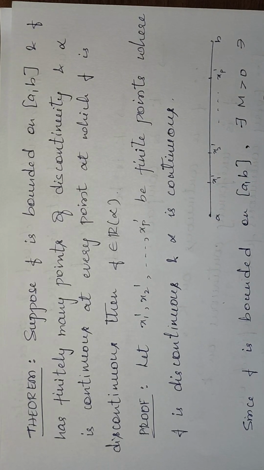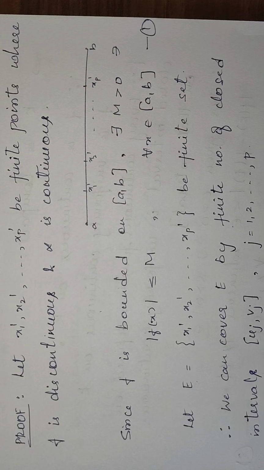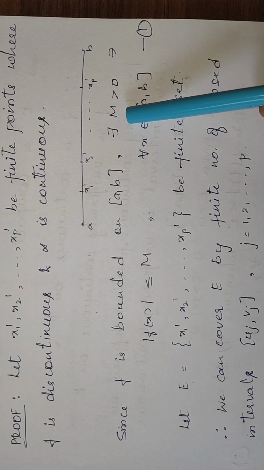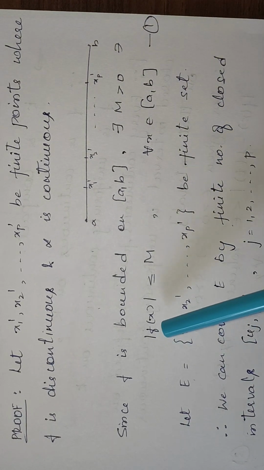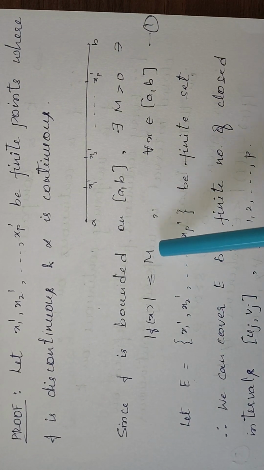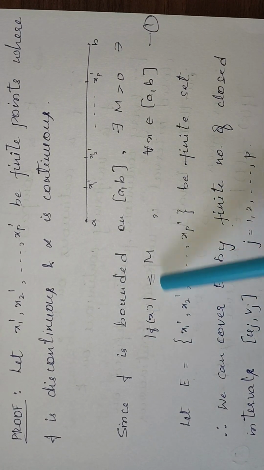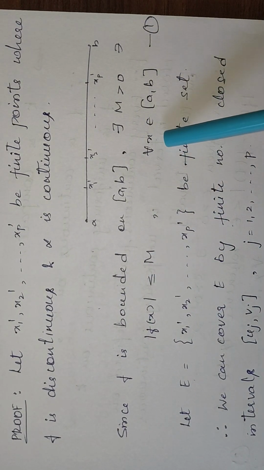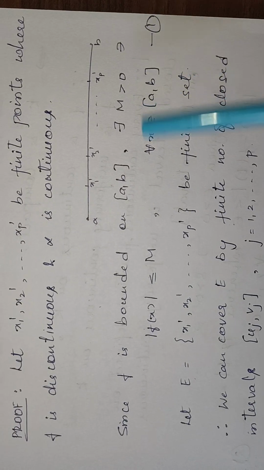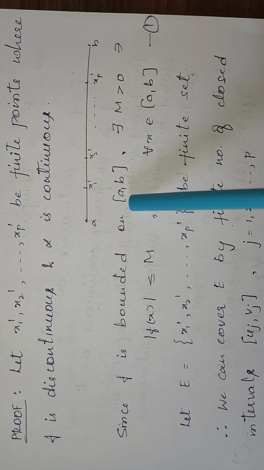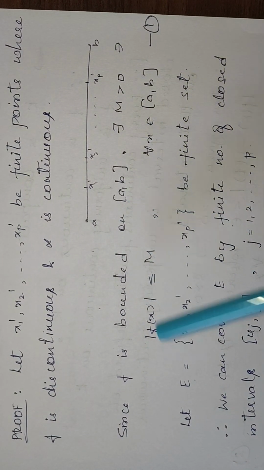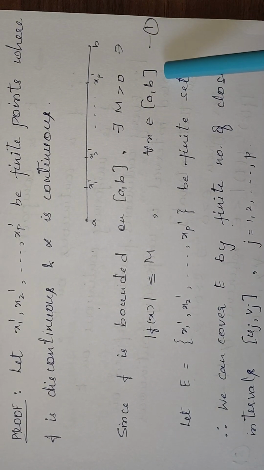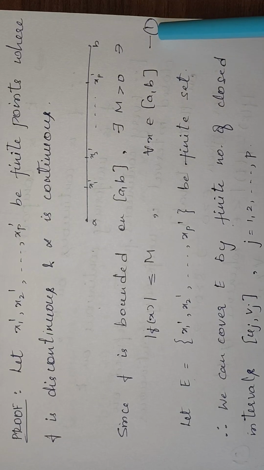And also given f is bounded on closed interval [a, b]. So f is bounded on closed interval [a, b] means there exists some positive number M such that |f(x)| is less than or equal to M. So this is according to the definition of boundedness. And this is for all x belonging to closed interval [a, b] because f is bounded. So |f(x)| is less than or equal to M for all x in [a, b], and name this as equation 1.